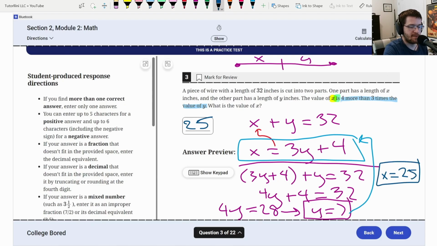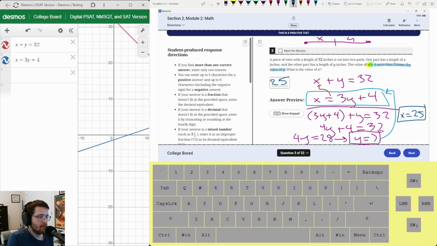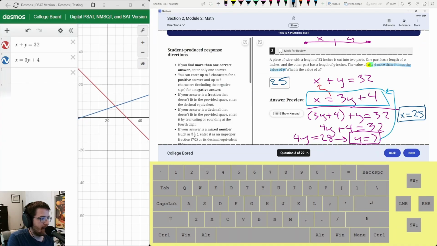Let's go do it on Desmos. Okay, so I just typed in the two equations verbatim. And I'm going to zoom out a little bit, click where they intersect. And you see we also get that x is 25.